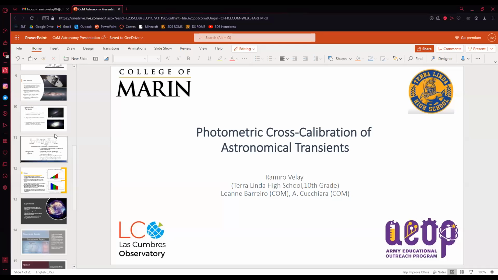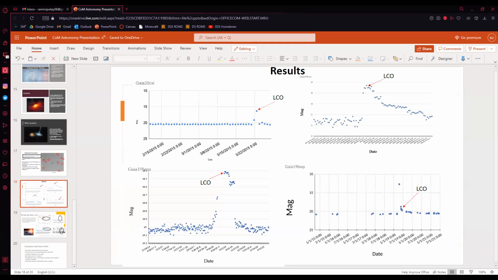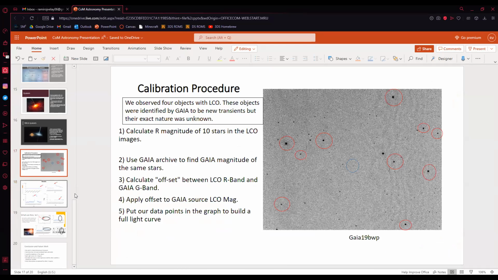The LCO data that we collected were analyzed by another student this spring, Liane Barreiro, a College of Marine student. And all these blue points are Gaia data. So they come from the archive, except the ones that are marked with the arrow. Those are our own data. And Liane did the preliminary analysis on those images. Those images look like the slide before. Can you go to the slide before, Ramiro? Yeah, those are real images that we took from LCO, and so we analyzed the images ourselves.